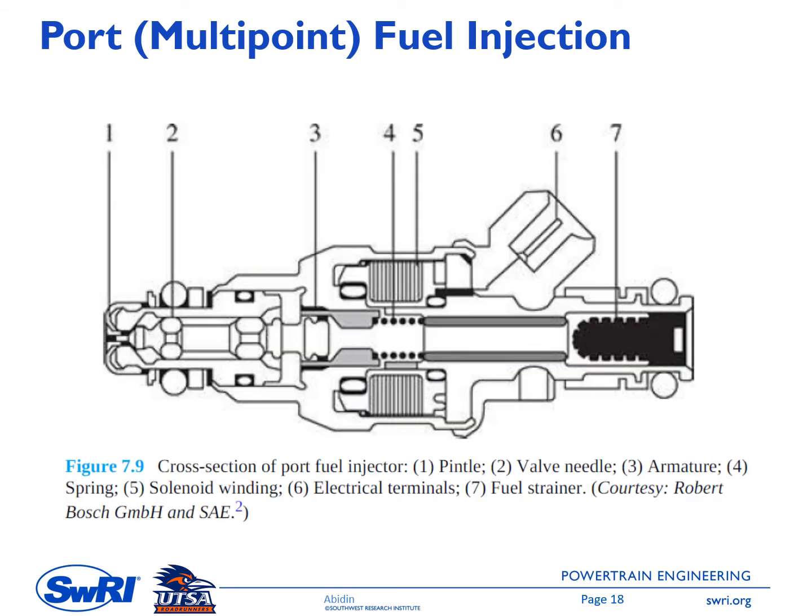This picture shows a cross section of a port fuel injector. You can see the components that make up this injector. We have a pintle at the tip, and number 2 here is the valve needle. The needle movement is controlled by the mechanism inside here, and it controls the amount of fuel injected from this injector. We have the armature, spring, solenoid winding, and so on. This port fuel injector is controlled electronically.